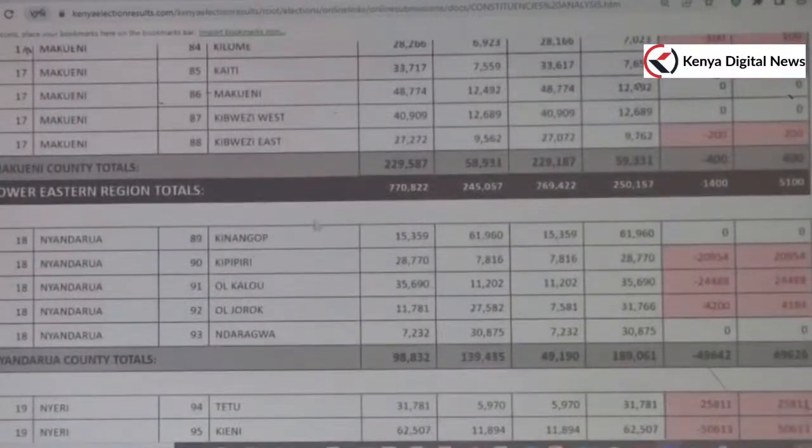Lower Eastern, we note that here, the IBC portal gave Jacob 769,000 votes, and Dr. Ruto was given 250,000 votes. This looks clear. But you see, when we look at what we added on the other side, we have 770,000 votes and 245. That means in the Lower Eastern, Jacob lost only 1,400 votes. And then Dr. Ruto gained 5,100 votes.